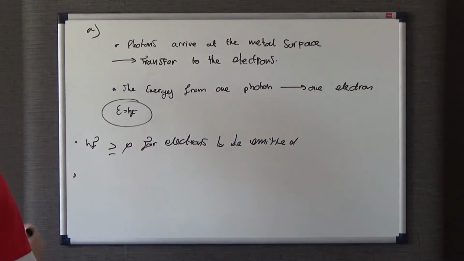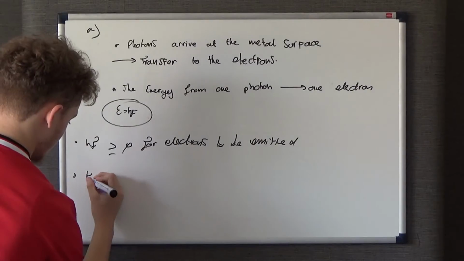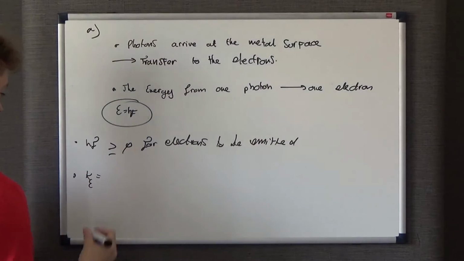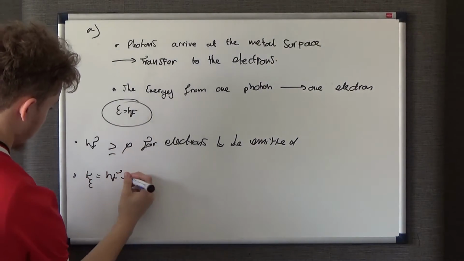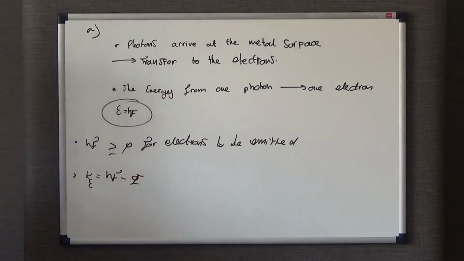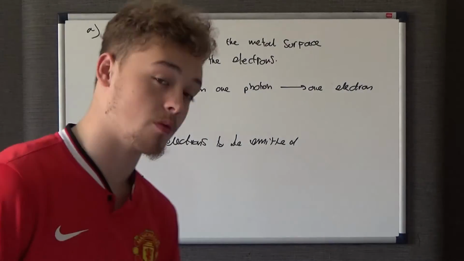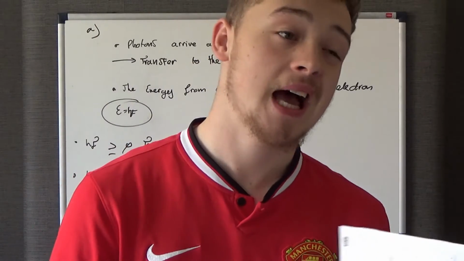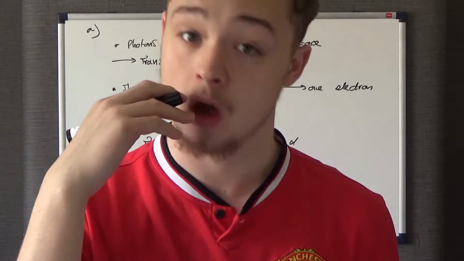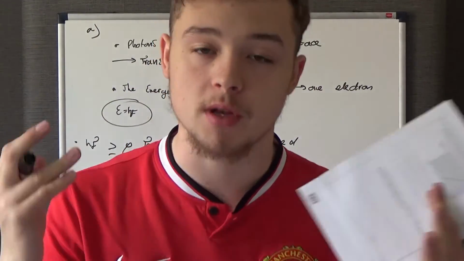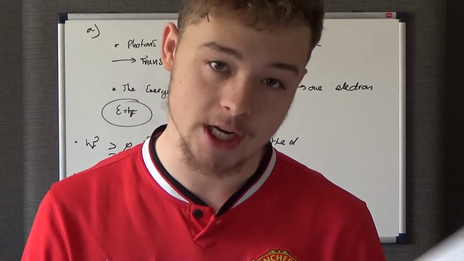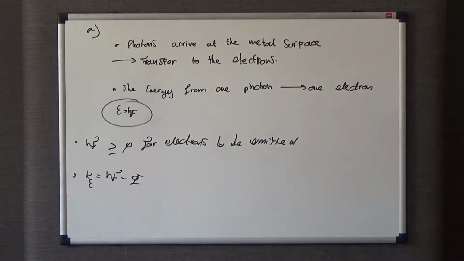Okay, so your kinetic energy equation, you would say the kinetic energy of an electron, or the maximum kinetic energy, is equal to hf take the work function. In other words, the energy of a photon minus the work function, or you could say that any energy left over when the electron overcomes the work function is going to be transferred as kinetic energy. Okay, so really you could link it in from this point.